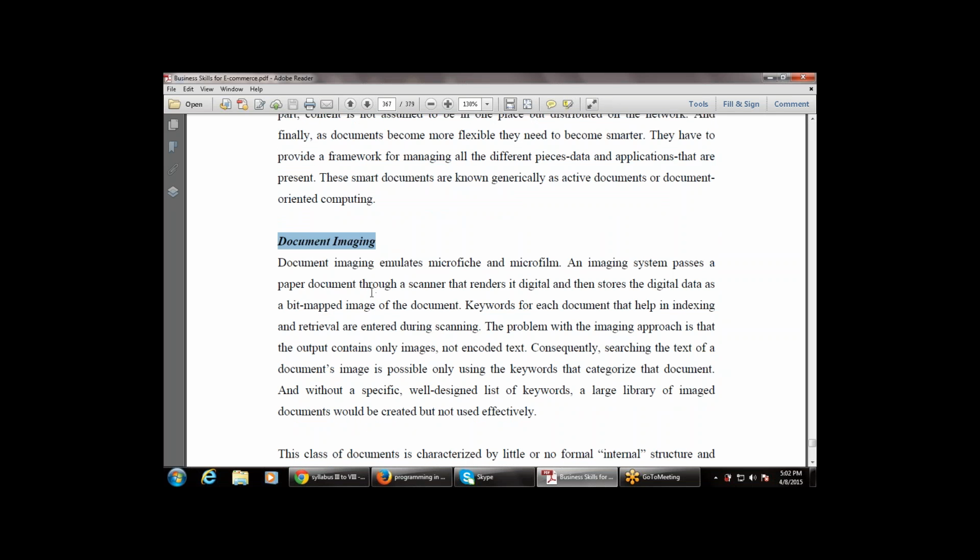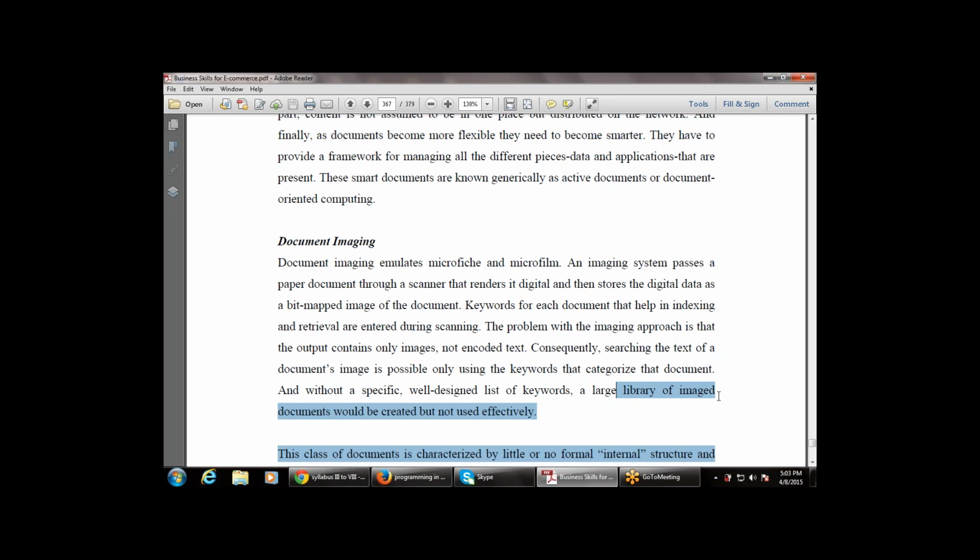Then next is document imaging. One of the major digital document types is document imaging, which emulates microfiche and microfilm. An imaging system passes a paper document through a scanner that renders it digital and then stores the digital data as a bitmapped image of the document. That is, scan the documents and upload them to the digital library.